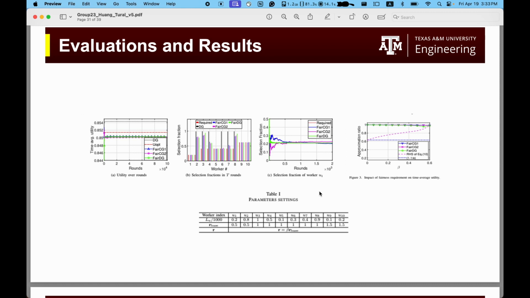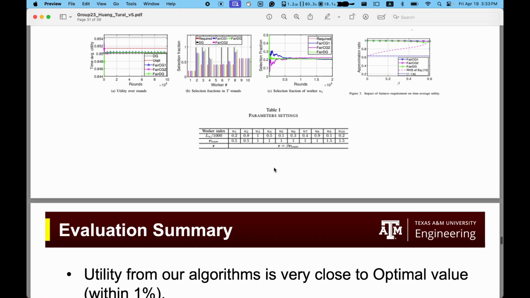And other graphs show how our selection fraction for workers changes between FAIR CG1, FAIR CG2, and FAIR DG. You can see that FAIR DG, even though it starts very good, still does not maintain its consistency. But FAIR CG1 and FAIR CG2 maintain their consistency, and they show pretty close results.